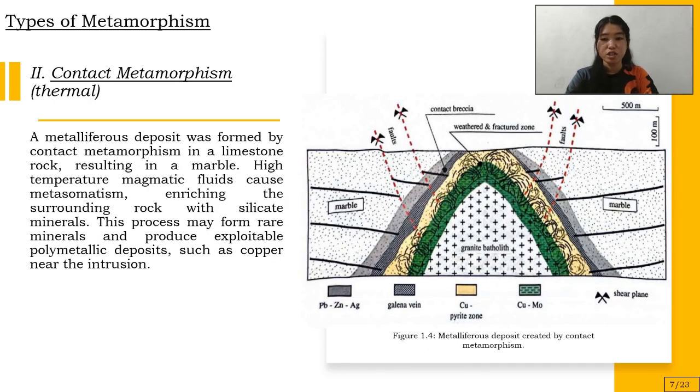Furthermore, a metalliferous deposit was formed by contact metamorphism in a limestone rock, resulting in marble. High temperature magmatic fluid caused metasomatism, enriching the surrounding rock with silicate minerals, and this process may form rare polymetallic deposits such as copper near the intrusion. In figure 1.4, the specific example involved the alteration of limestone into marble and the enrichment of surrounding rocks with various elements, forming distinctive mineral zones.